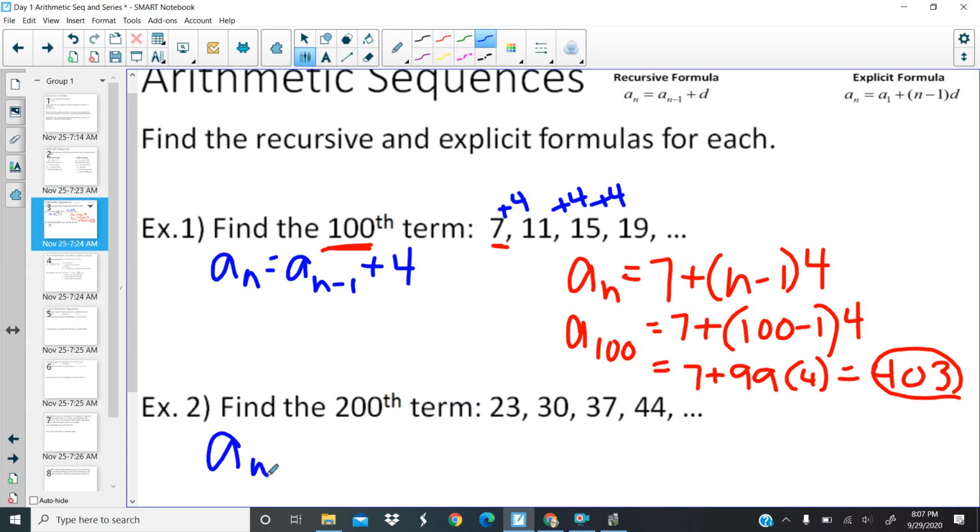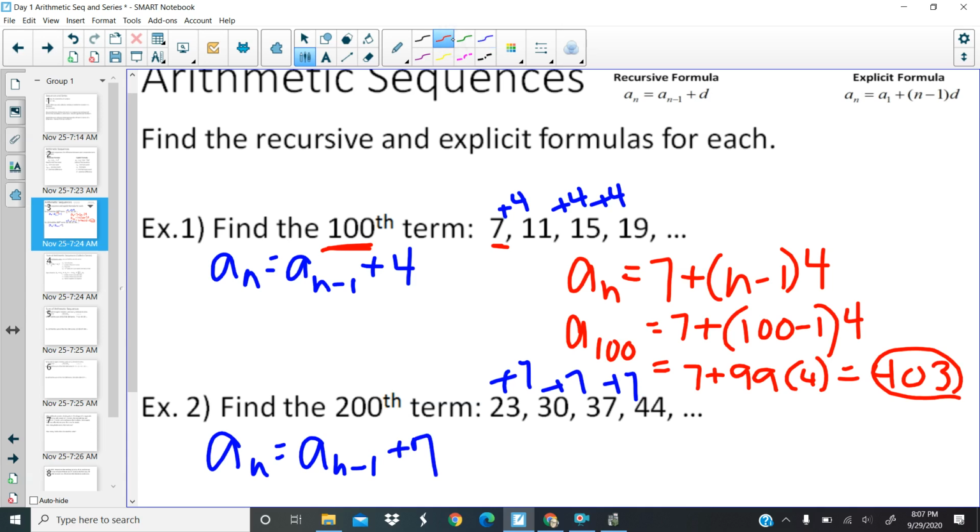So a sub n equals a sub n minus 1 plus the common difference. So the current term equals the previous term plus the common difference. To get from 23 to 30, you're adding 7. To get from 30 to 37, you're adding 7. From 37 to 44, you're adding 7. So a sub n minus 1, and then it's going to be plus 7.